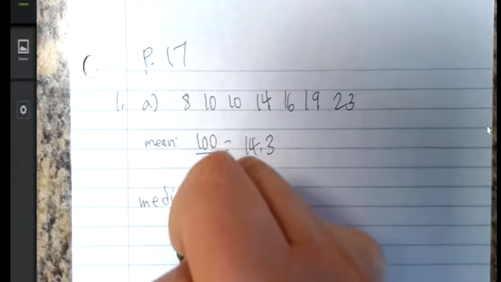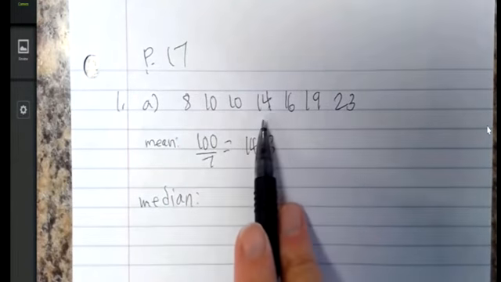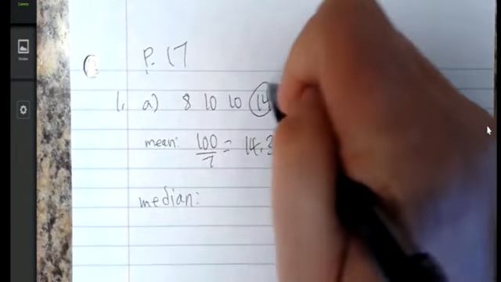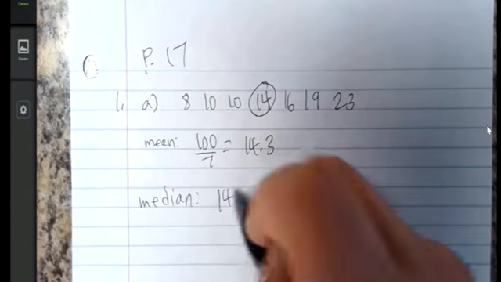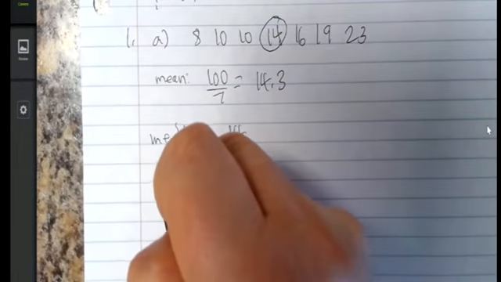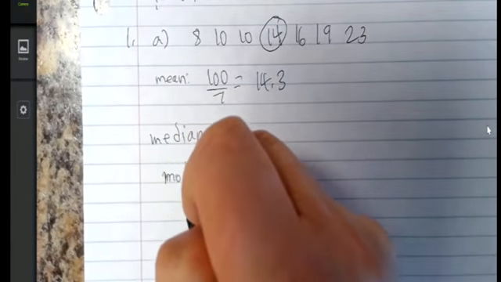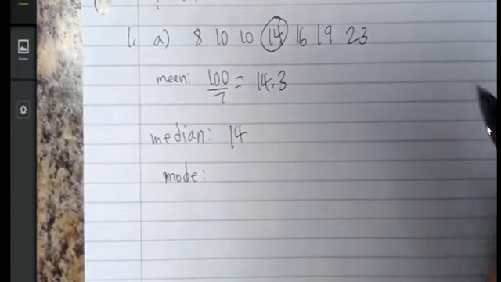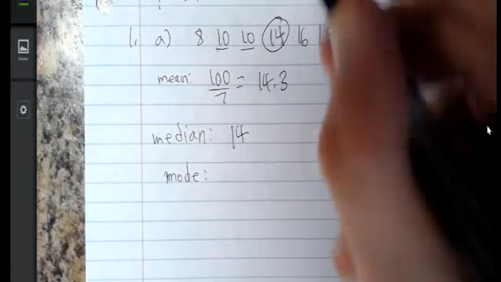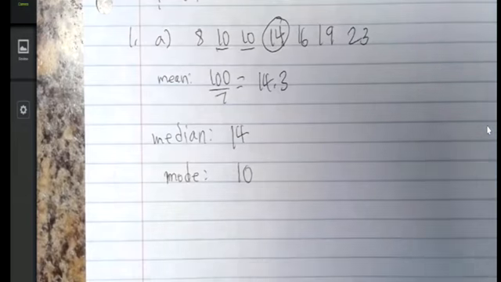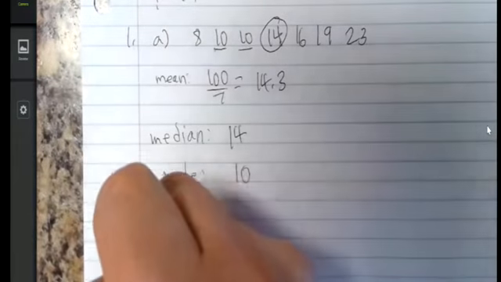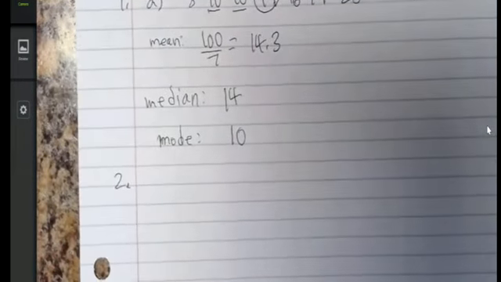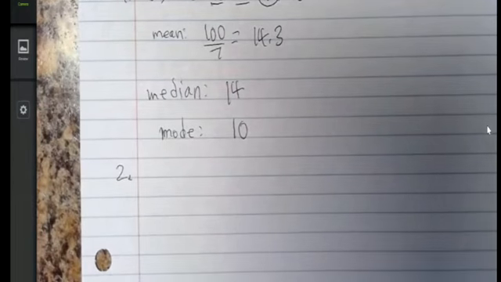Median is simple as it gets. 14 is our middle number. Nothing more to do. We have an odd number of numbers, so the median is simply 14. Mode, the number that occurs most often, is 10s. So try the other 3, but we're going to move along. I would recommend that you do those for some extra homework practice.